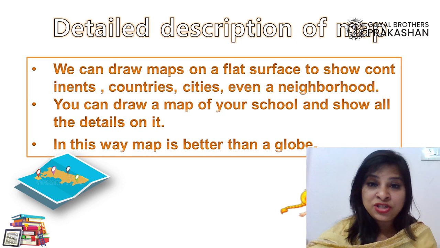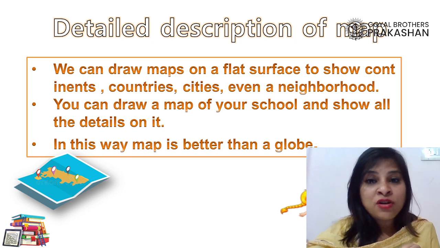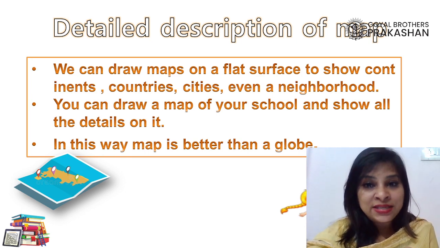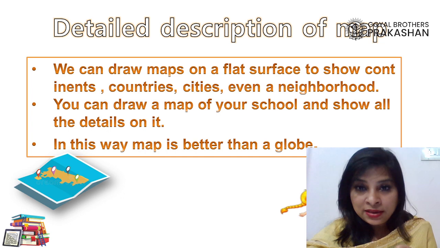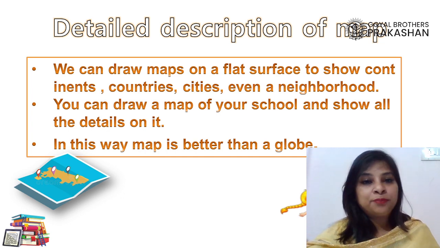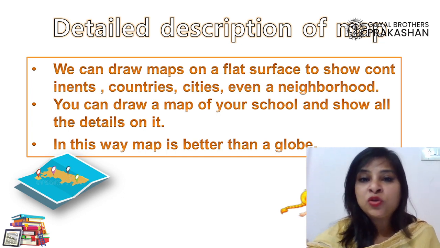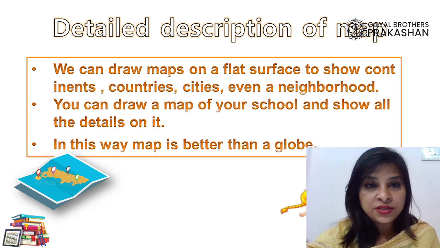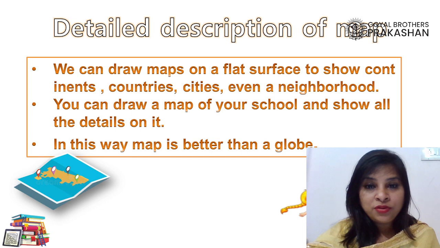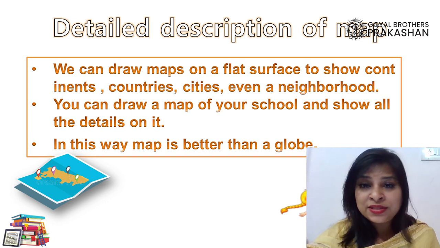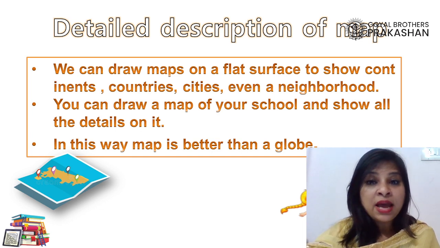That means if you enter from the main gate, and your library is on the right hand side, you will show the arrow on the right hand side and you will show the way which will go to the library or any place like that. So you can draw a map of your school and show all the details on it. In this way, a map is better than a globe, because a globe only shows the shapes of continents and countries. A map shows the detailed study about any place.